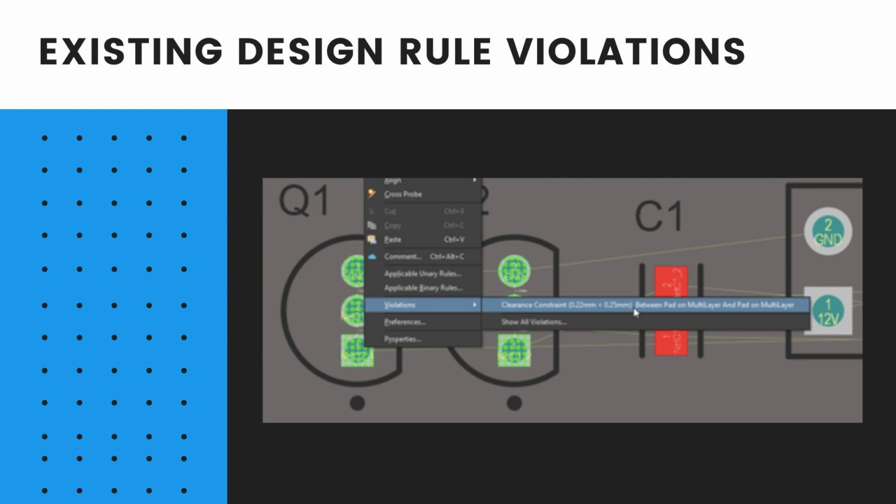Existing design rules violations. You might have noticed that the transistor pads are showing that there is a violation. Right-click over a violation and select Violations in the right-click menu as shown in this image. The details show that there is a clearance constraint violation between a pad on the multilayer and a pad on the multilayer, where the clearance is 0.22 mm, which is less than the specified 0.25 mm.